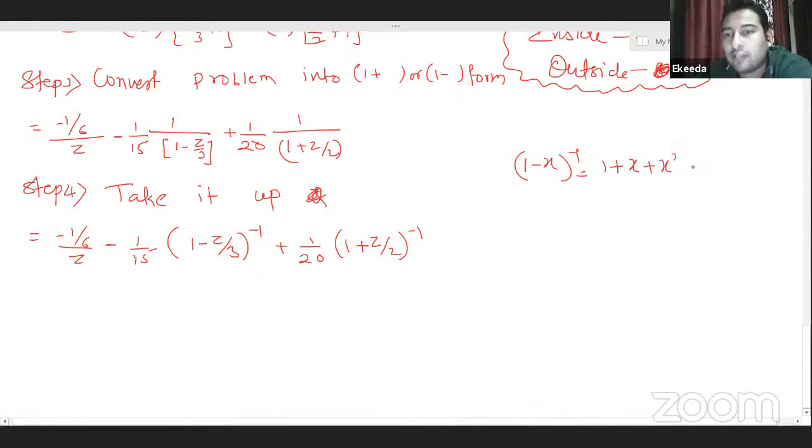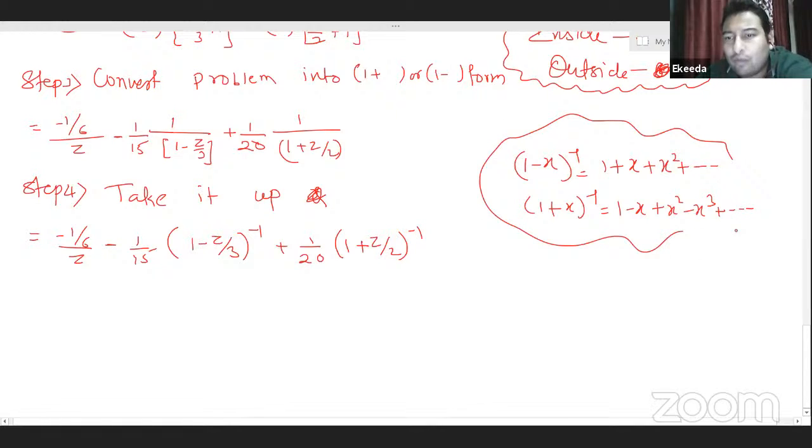1 plus x square plus dot dot dot. 1 plus x inverse is, if both are minus, everything is plus. If it is plus and minus, we have alternate plus minus. These are the predefined formulas of series, so I'm going to apply these formulas here.